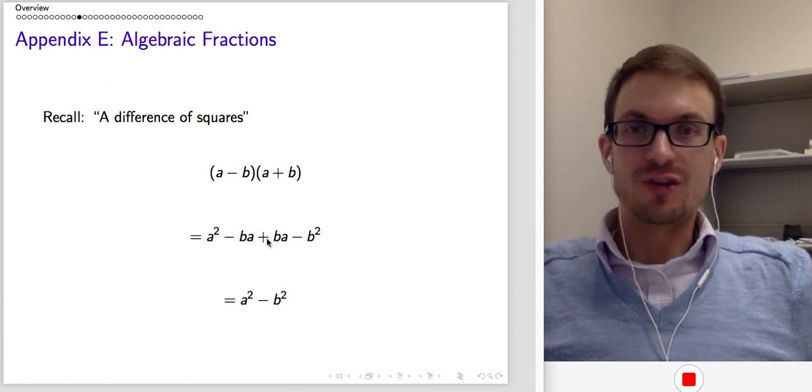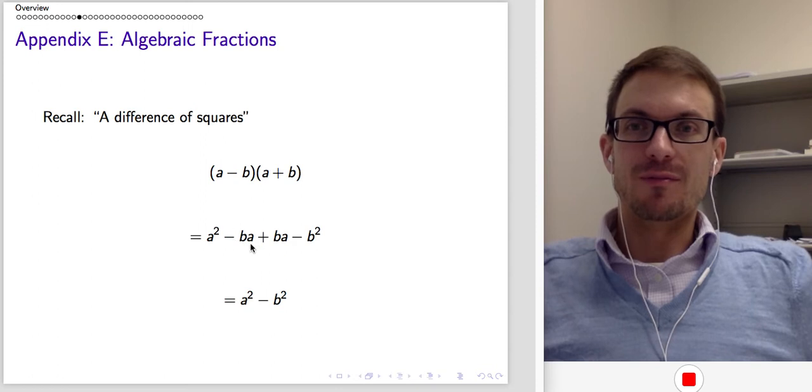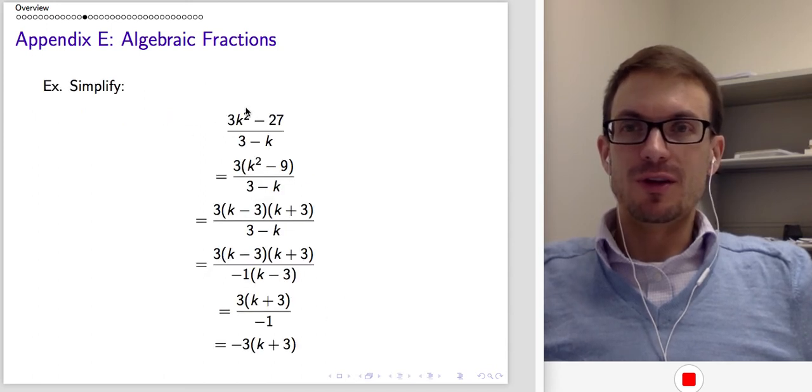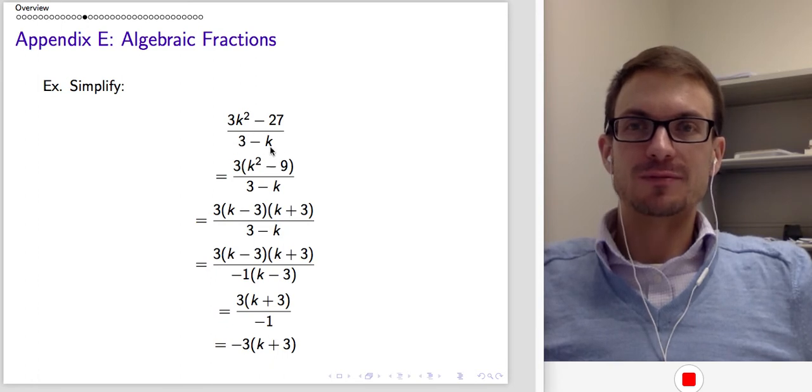But multiplication is commutative, so it doesn't matter if we have ba or ab, and then you'll have a squared minus b squared. Okay, so we're going to use that in the next example. Let's simplify (3k squared minus 27) divided by 3k. If I factor out a 3, I'll get k squared minus 9.